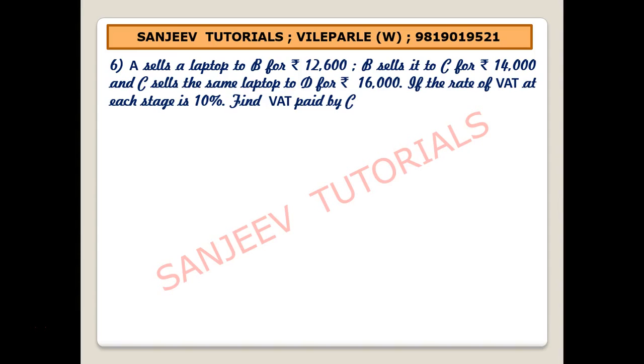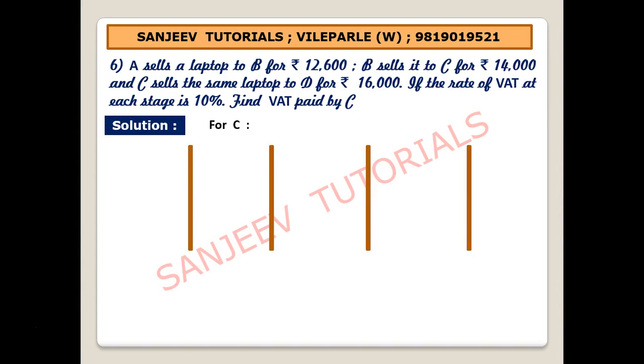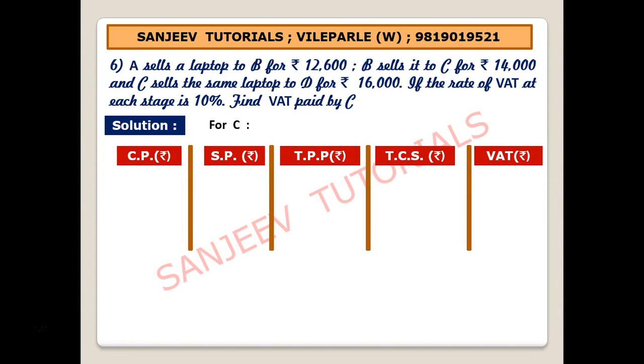There are many people involved here, 4 people A, B, C and D, but we have to mainly concentrate on person C. So I'm not going to take much time on this sum because we have already discussed this type of sum. If you concentrate on person C, for C, cost price is rupees 14,000.